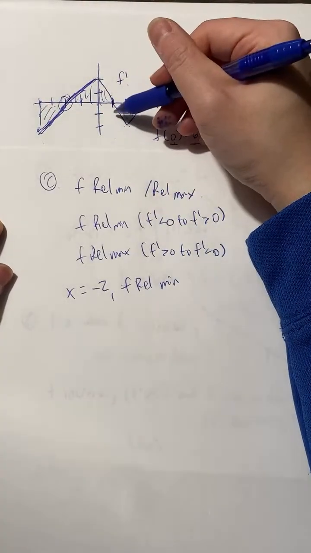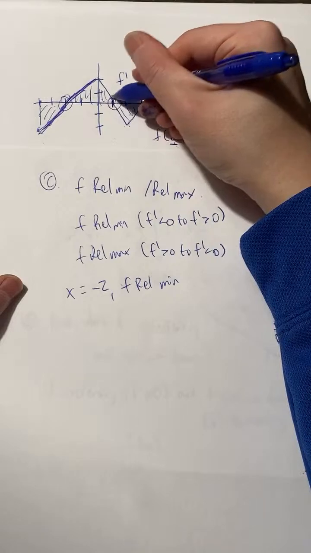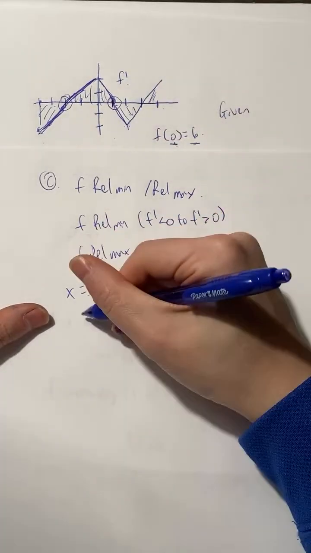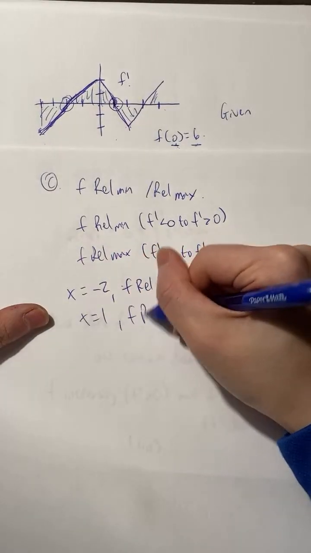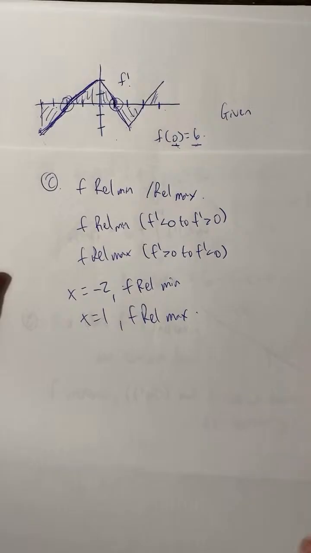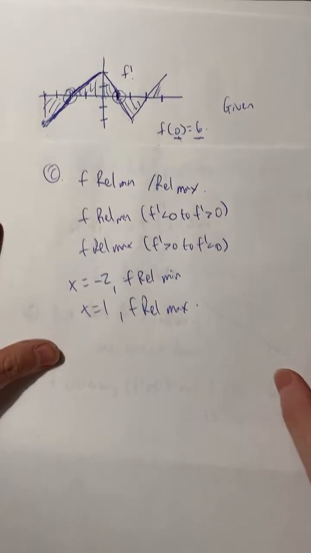Let's do this question right here. F has a rel max at this number right here because we go from positive to negative. So that looks like it's at x equals 1. And we're done. Just knowing and using my rules.